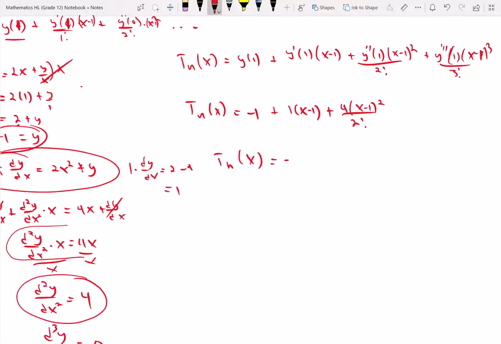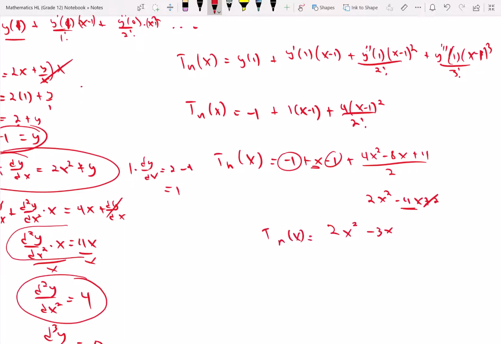This is going to be negative 1 plus x minus 1 plus, if you actually factor this out, you get 4x squared minus 8x plus 4 all over 2. So that 2 cancels out. You get 2x squared minus 4x plus 2. These give you negative 2, which are going to cancel that guy. And then if you add this x to this guy, you'll get negative 3x. So you get 2x squared minus 3x, I think.